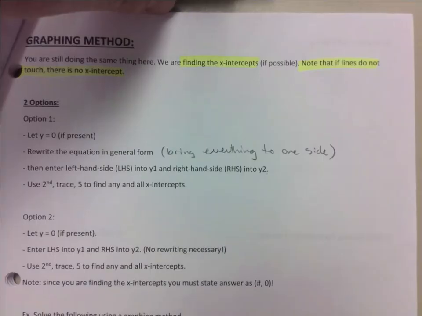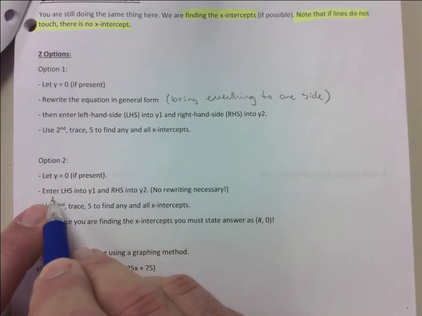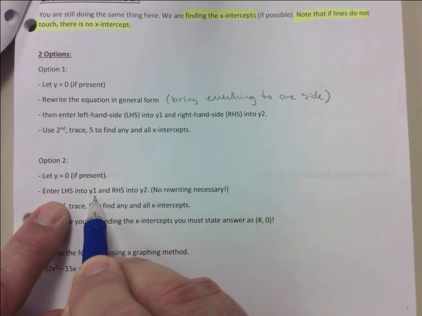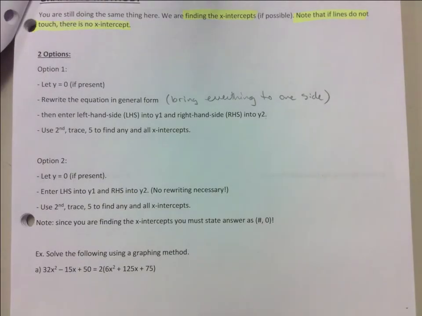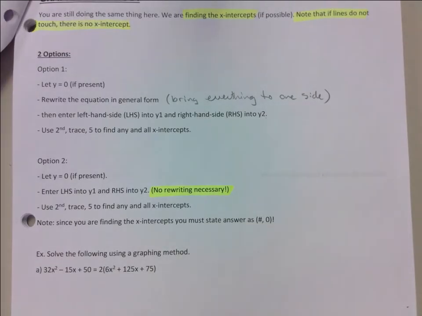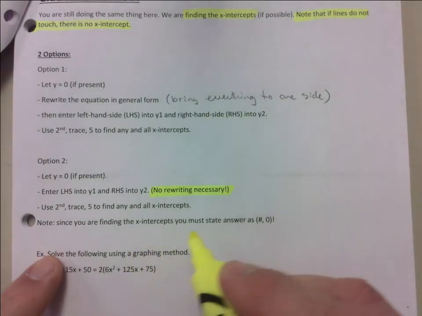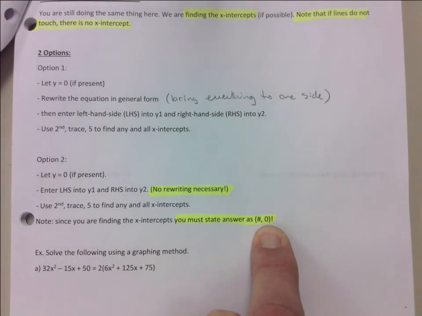Then option number 2: same thing, you let y equal 0 if present, enter the left-hand side into Y1, right-hand side into Y2, and this is what I want you to highlight. There's no rewriting necessary using this method. That's what I like. I like this one the most out of the two. I'm not going to force you to do one or the other. You choose. Another important thing here: you must answer with a number followed by a 0, because remember, we're finding the x-intercepts.